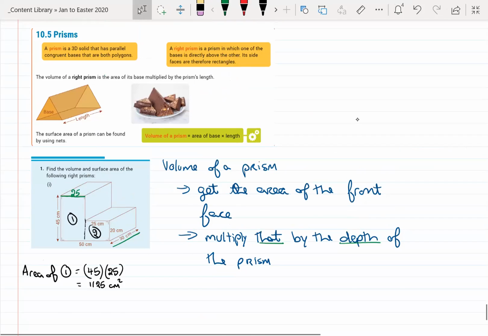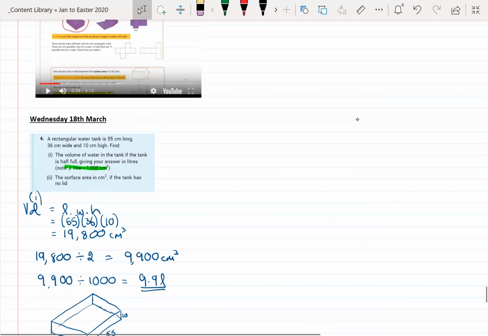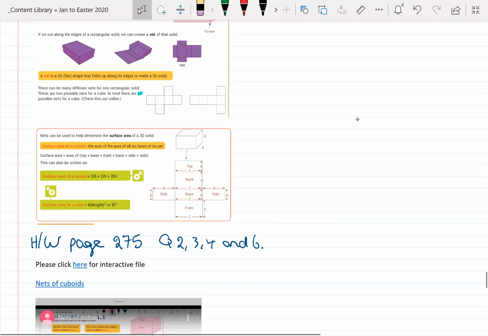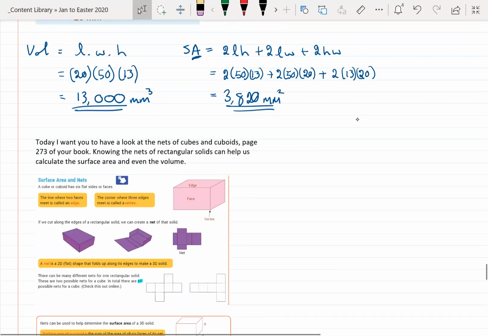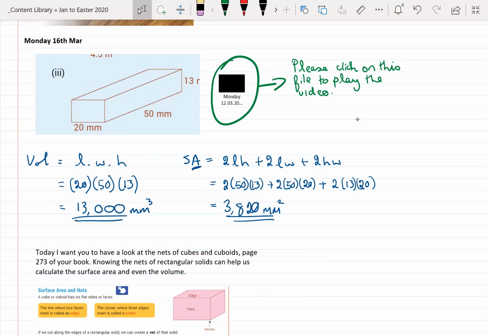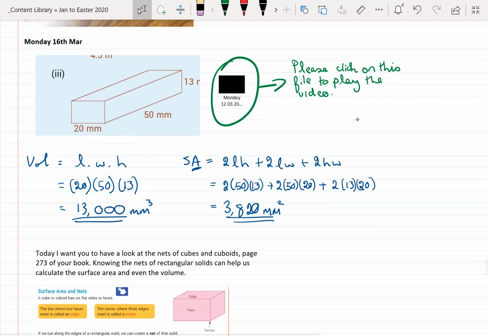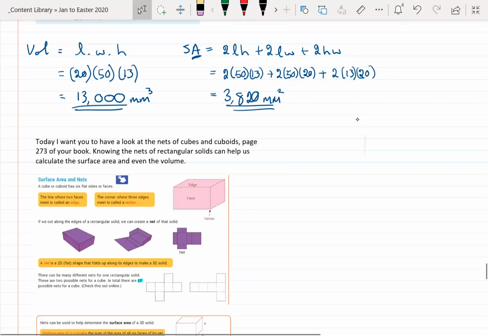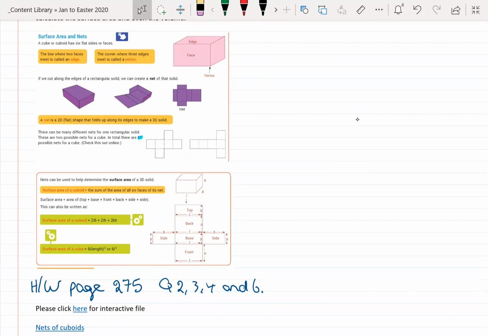Just today's lesson. So let's have a look at yesterday's, Monday's, at this stage. I hope you all had a nice St. Patrick's Day, by the way. Different, I'm sure.